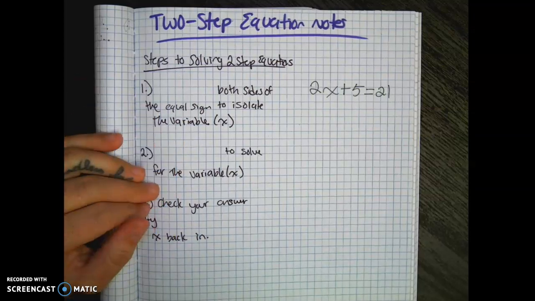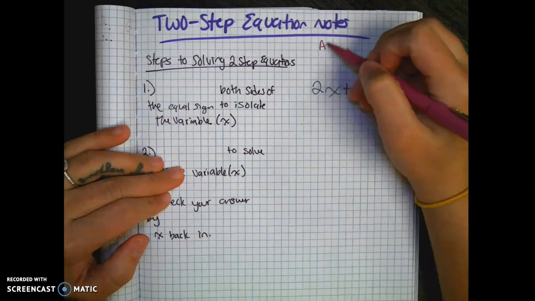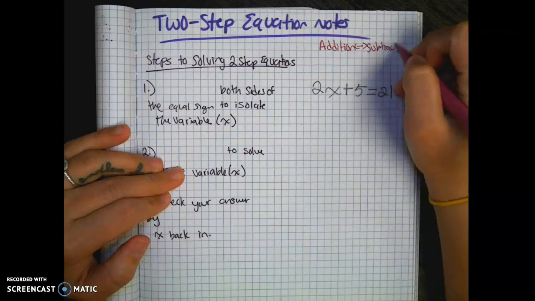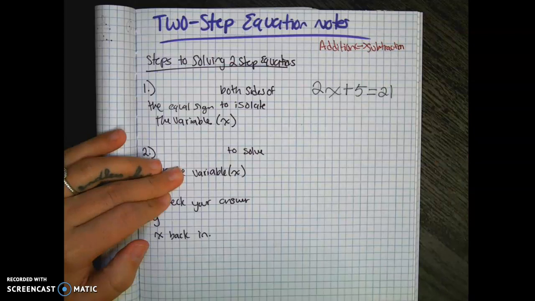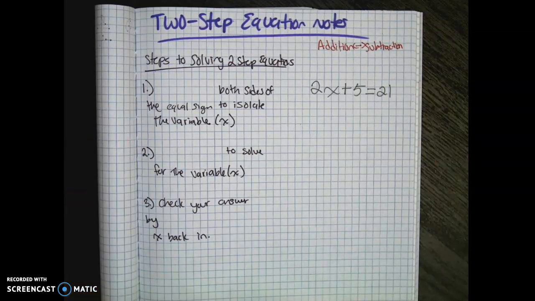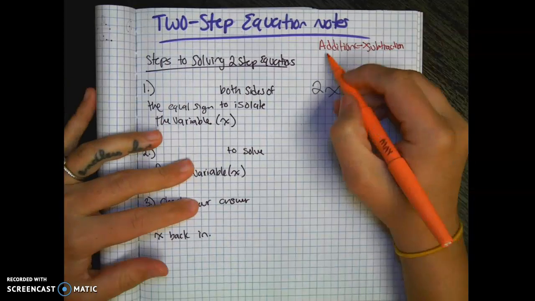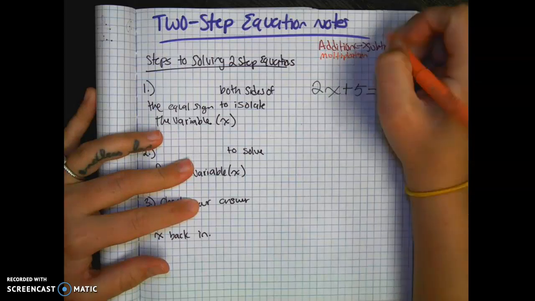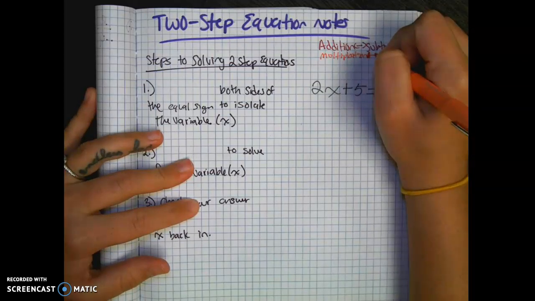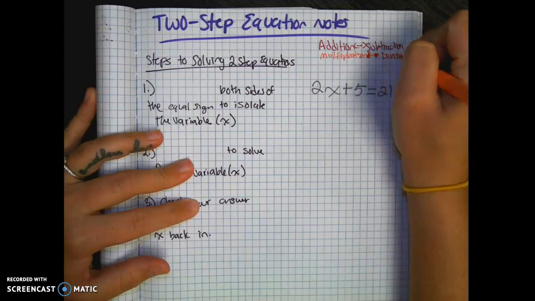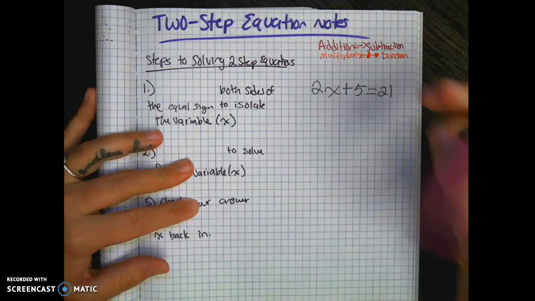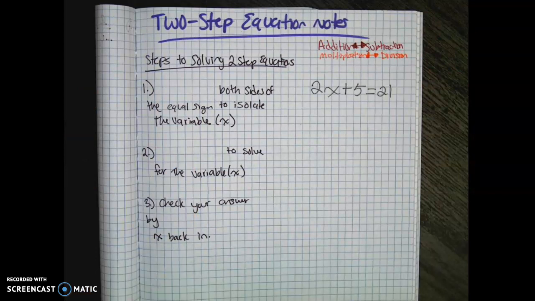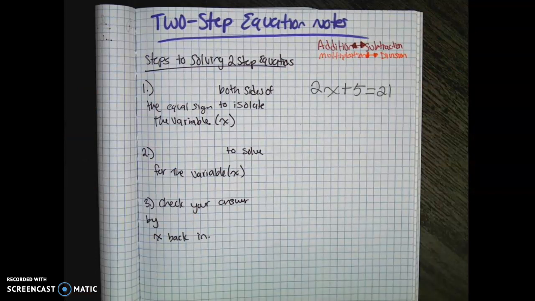From what we learned from one-step equations, the opposite of addition is subtraction, and the opposite of multiplication is division, and division is multiplication. So the opposite of multiplication is division. Okay, these are arrows if you can't see. So I need to know those two things. The opposite of addition is subtraction, the opposite of multiplication is division.